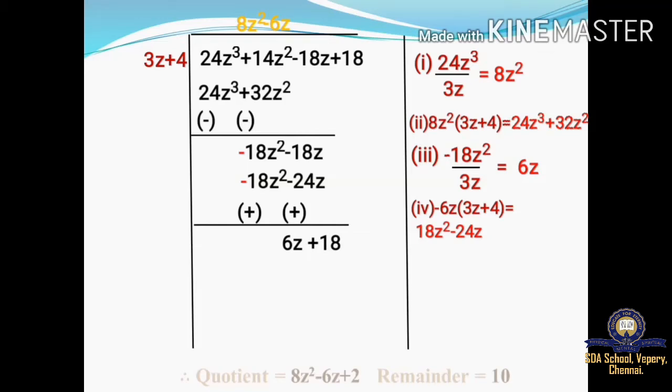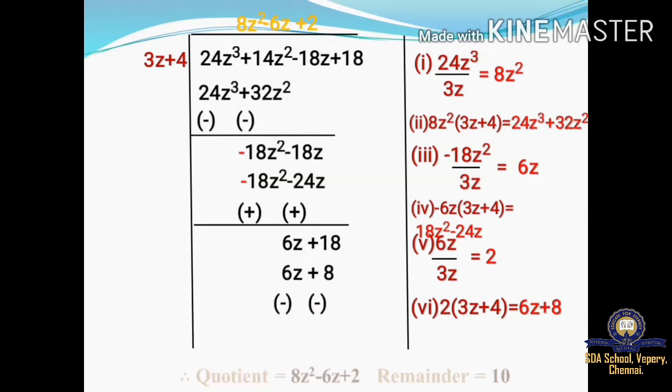Okay. Then again, 6z should be divided with what? 3z. Yes. So you'll get the answer as 2. Now this 2 has to be written in the quotient's place. Then this 2 has to be multiplied with 3z plus 4. Got it, students? Then you'll get the answer as 6z plus 8.